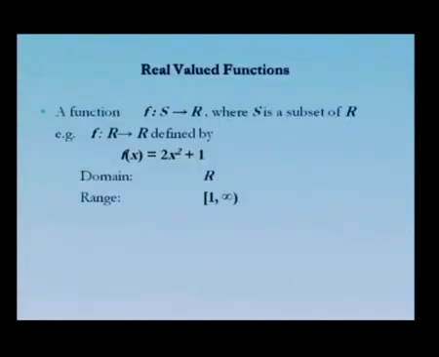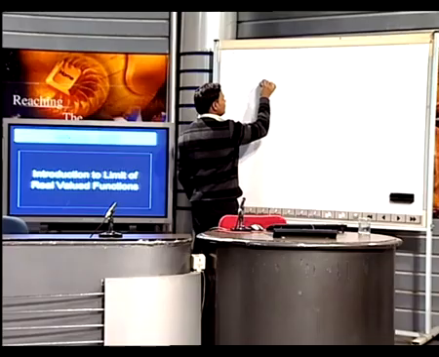A function f from S to R, where S is a subset of R, is called a real valued function. For example, f from R to R defined by f(x) equals 2x square plus 1. So this is a real valued function. Here the domain is the set of all real numbers and its range is the interval 1 to infinity. There are many other examples also.